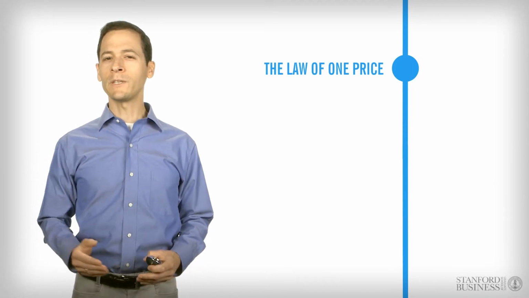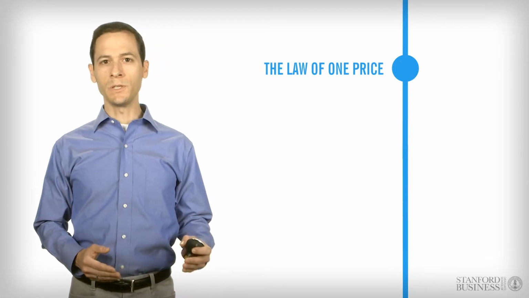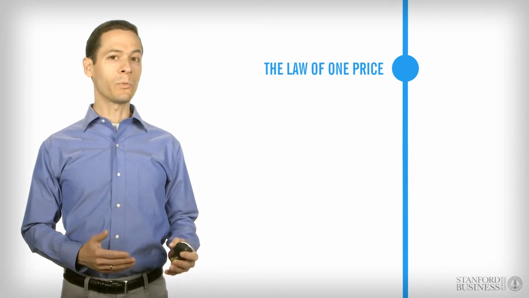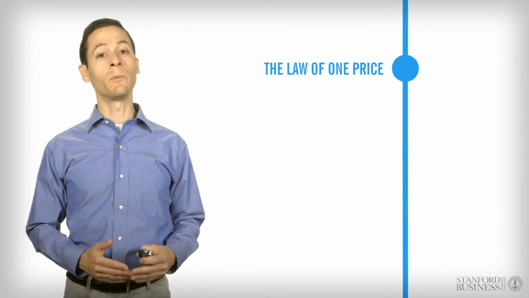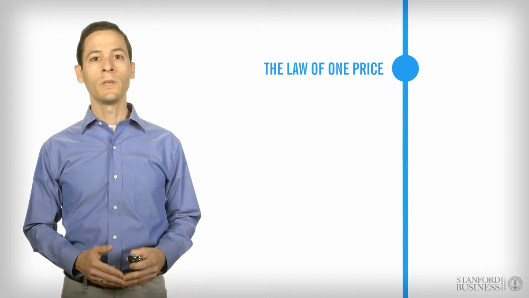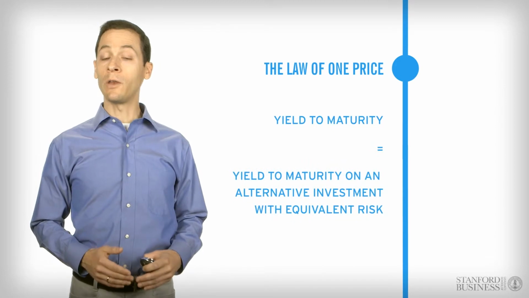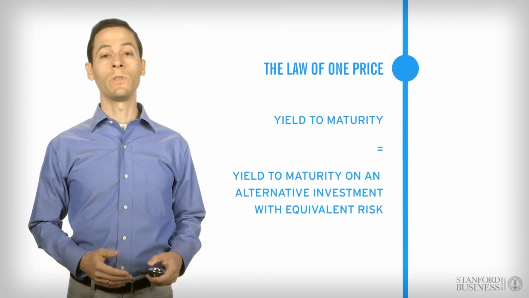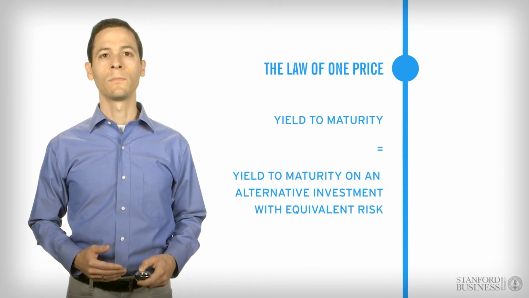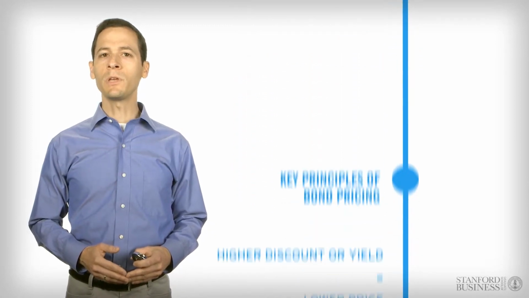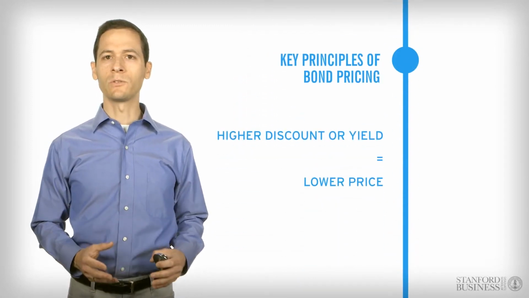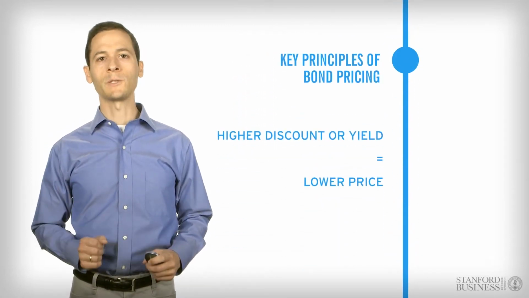The law of one price tells us that the new securities should not trade at a premium or discount to other securities in the market with identical properties. The yield to maturity that priced this bond will be the yield to maturity on an alternative investment opportunity with equivalent risk. From this discussion, it should be clear that a higher discount rate, or yield, means a lower price.